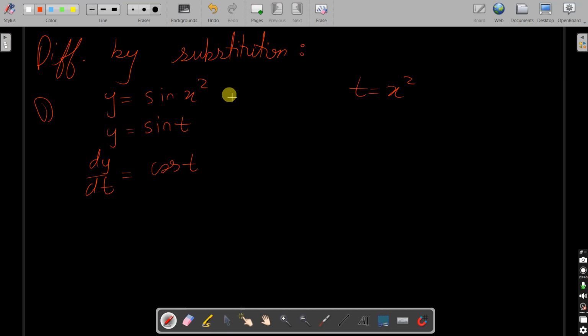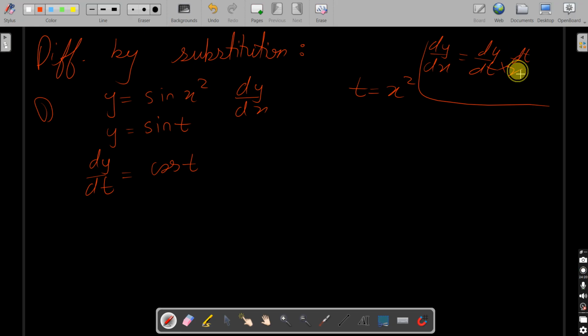But we have to find dy by dx because initially this was a function of x. This is dy by dt. So dy by dx is equal to dy by dt, which we have, multiplied by something to get dy by dx. If we take dt in the numerator, dt by dx, we will find dy by dx.